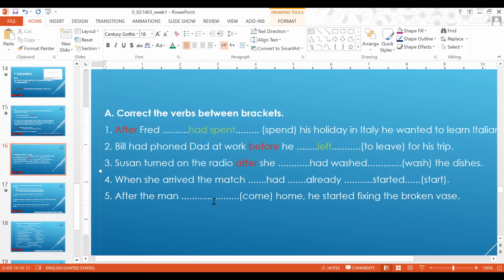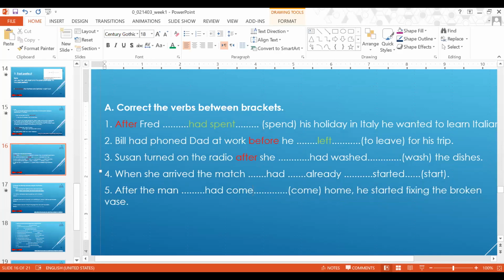Ali. After the man had came home, he started fixing the broken vase. But look here. You said after the man had came. Ali, came is the past verb or verb 2. We can't use it. So it's come, came, come. You need the past participle or verb 3. Verb 3 from the word come is come. So after the man had come.